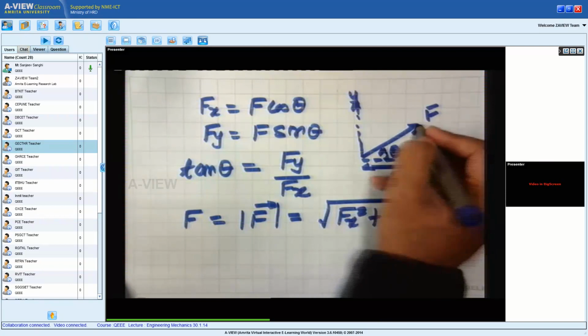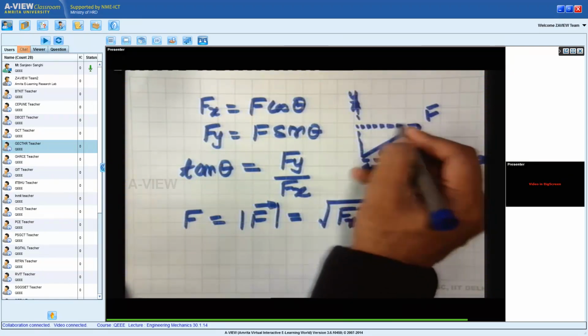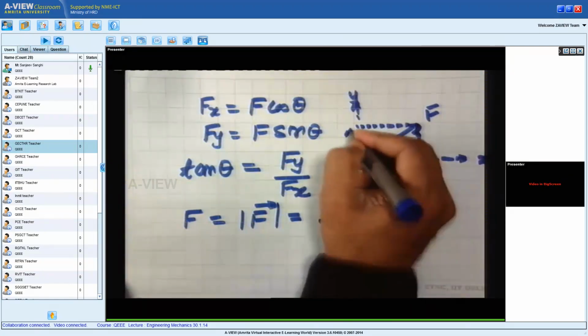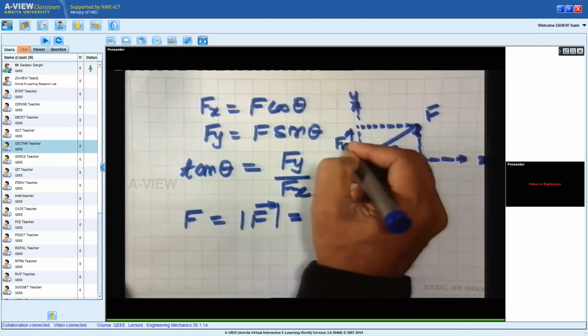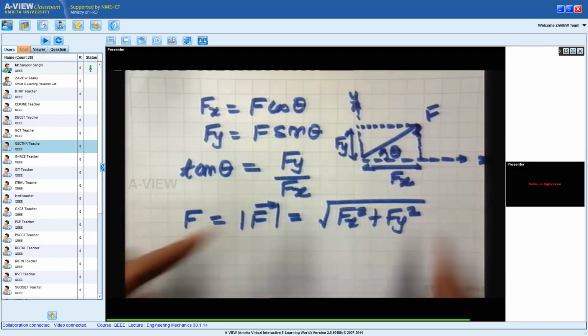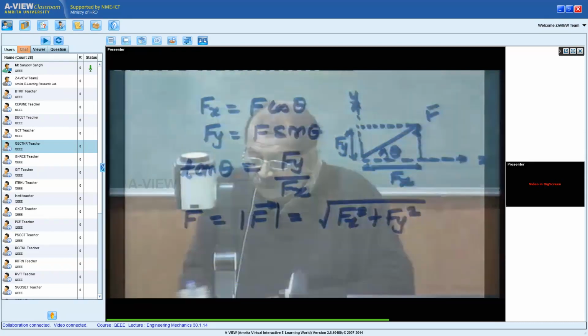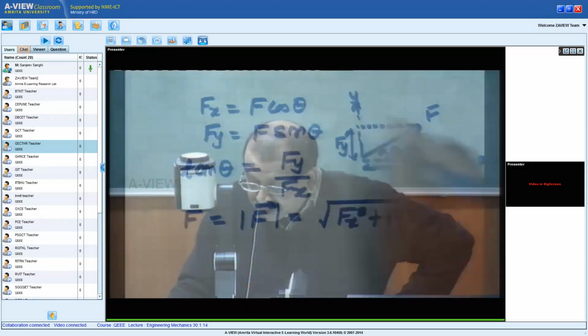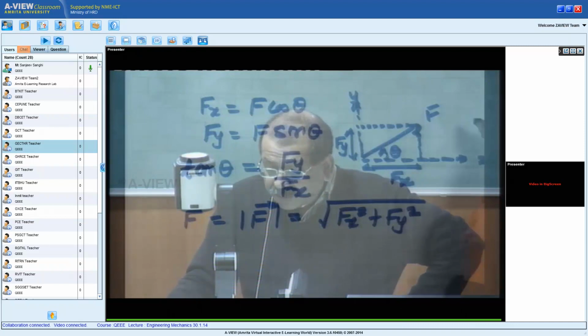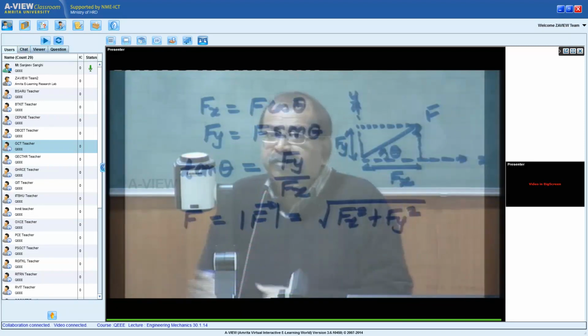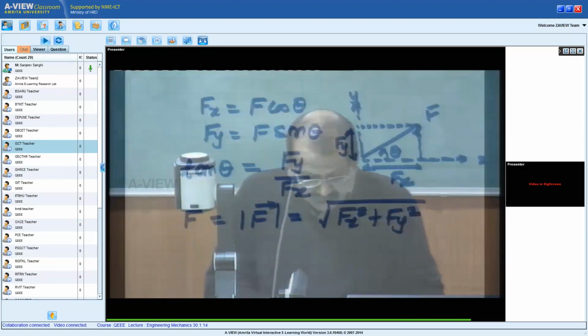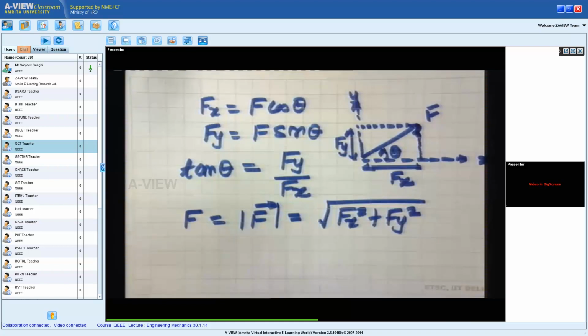We draw from the tip a line parallel to the x-axis. Wherever this hits, this distance is the scalar f. So this particular picture tells us the relation between all these things. Either we need to know fx, fy, or I need to know f and theta. If I know any two of the four things, I can determine the other two.